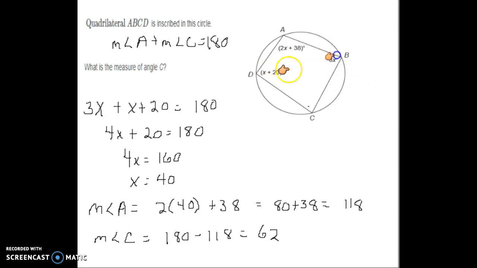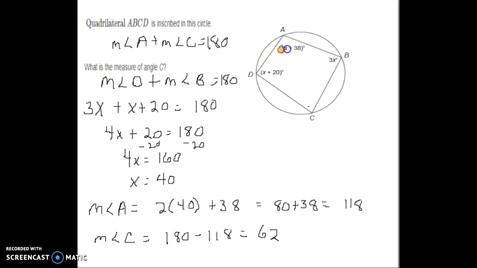We can use D and B to find x. Then we're going to have to find angle A, and then we can find angle C. So we also know that the measure of angle D plus the measure of angle B equal 180. We only have one variable here, so we can add these two. 3x plus x plus 20 is 180. Combine our like terms. 3 plus 1 is 4, plus 20 equals 180. Then we want to subtract 20 from both sides. We get 4x is equal to 160. Divide both sides by 4. So now we know x is equal to 40.